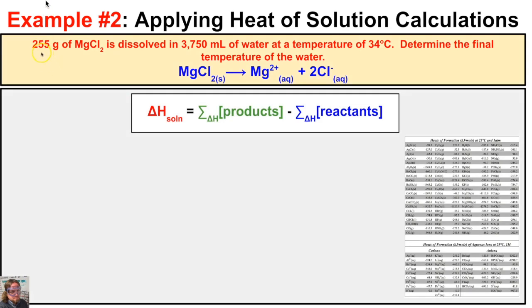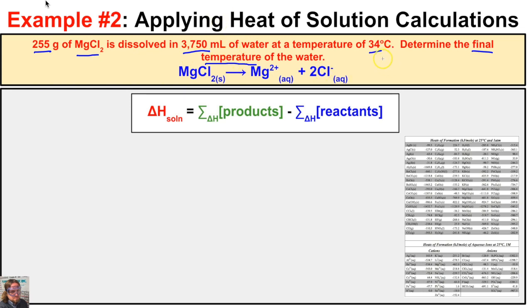Let's take a look at a second example. In this second example, it says we have 255 grams of magnesium chloride dissolving in 3,750 milliliters of water at a temperature of 34 degrees Celsius. We want to determine the final temperature of our water. So it looks like we're dissolving some magnesium chloride in water.